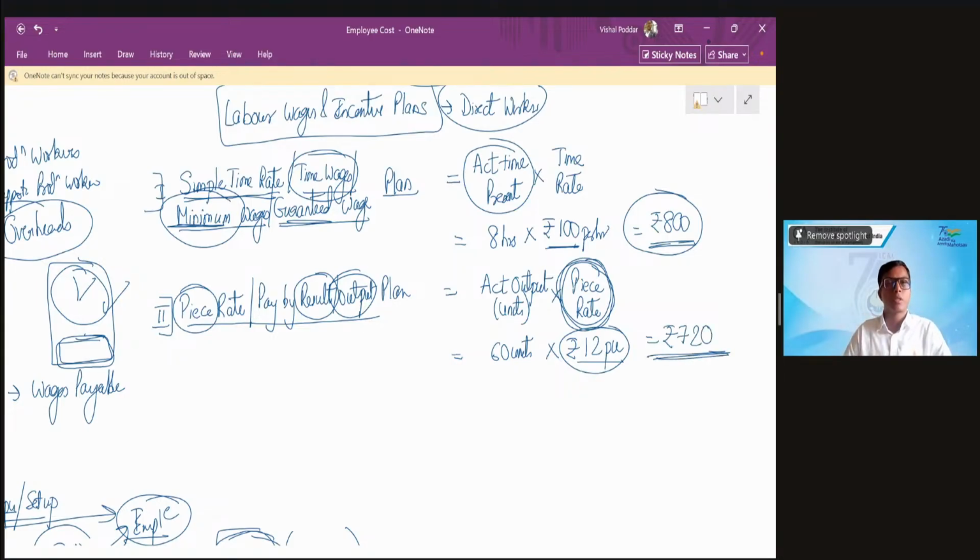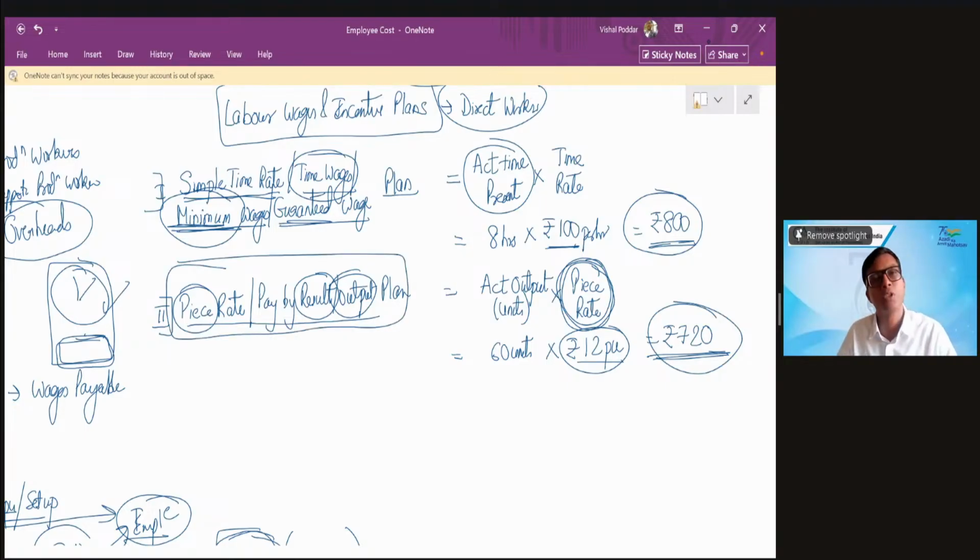Now this is never called a minimum. Why? Because this will change every day. When you are following this plan, there is no guarantee how much you are going to get. Your wages will fluctuate every day, and that is why this plan is many times not suitable. Why? Because today we have all these labor unions, trade unions. So they generally do not prefer this plan, and that is why practically you will not hear about this plan much.